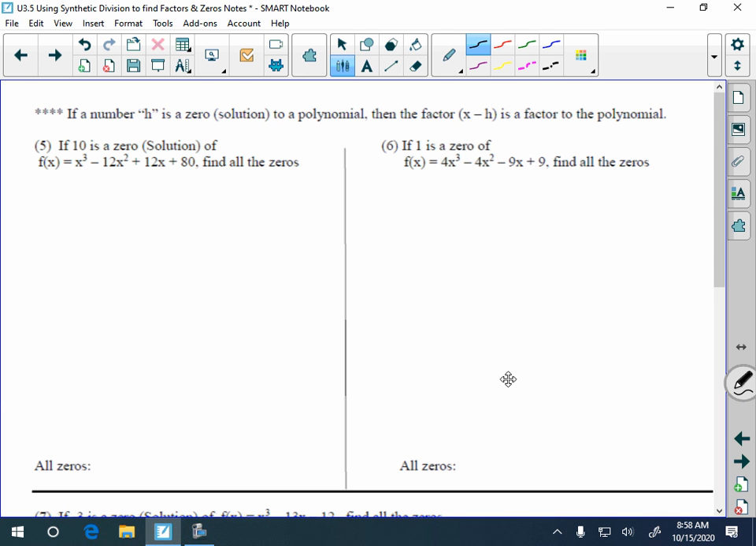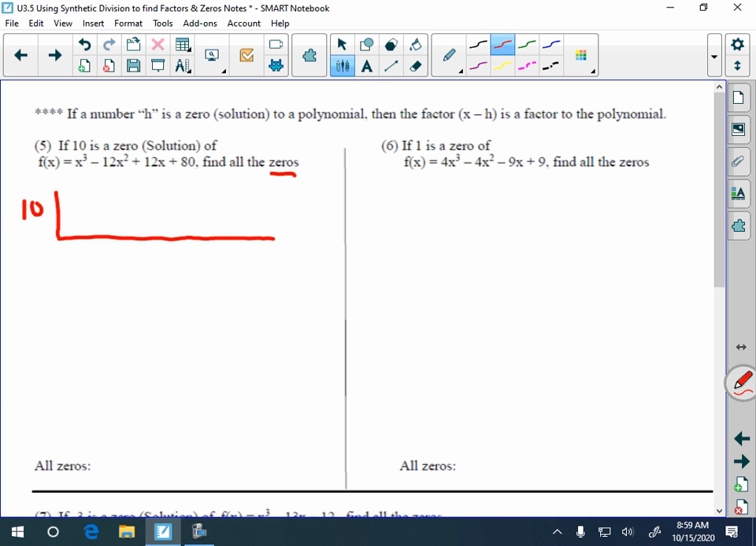So here it says in question 5, if 10 is a 0 to the polynomial, that means its factor x minus 10 is a factor. x minus 10 is the factor, right? And so they want us to find the zeros, okay? Not all the factors this time. So the zeros are the solutions. But to get the solutions, we have to factor it first. So 10 is a solution. So we're going to take positive 10. So we don't change the sign because 10 is the solution. The factor is x minus 10.